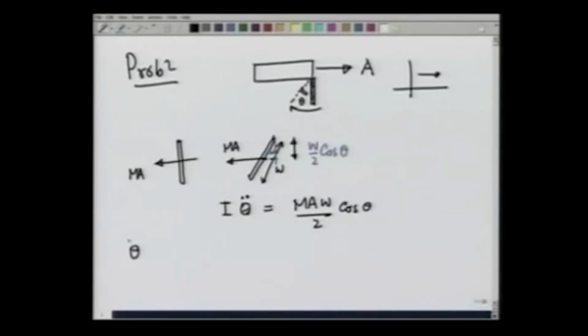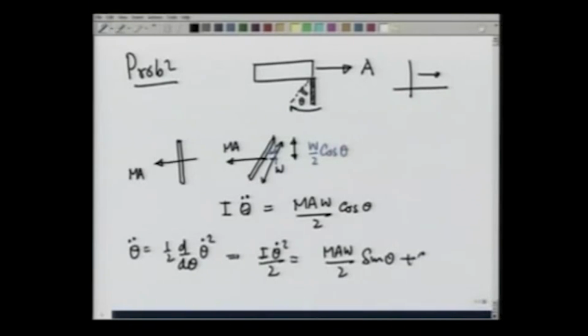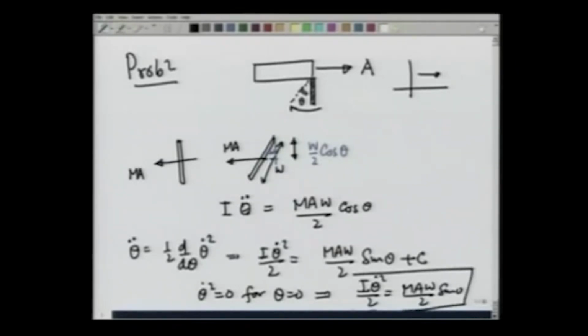Again writing theta double dot as 1/2 d over d theta of theta dot square, we get I theta dot square divided by 2 is equal to m a w over 2 sine theta plus a constant, but theta dot square is equal to 0 for theta equal to 0, and therefore I theta dot square over 2 is equal to m a w over 2 sine of theta, and that gives you the angular velocity of the door at an angle theta when the car starts accelerating towards the right.